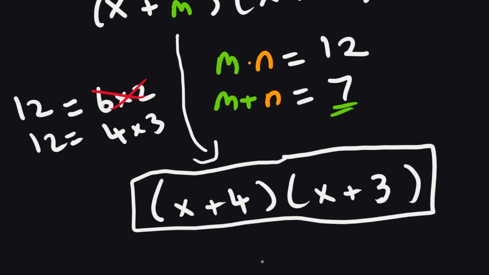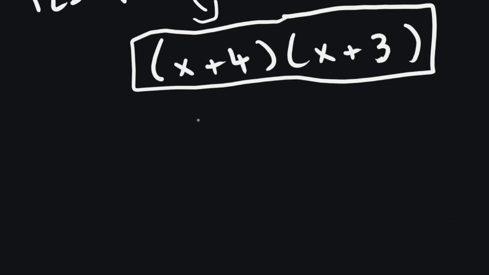And you can use FOIL on this, and once you do and you simplify like terms, then you'll get back to the same polynomial that we started with. But this is how we factor it. And again, keep in mind, a must equal 1. So let's go through one more example together.